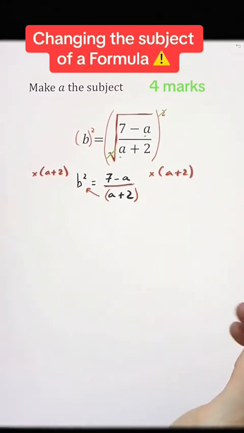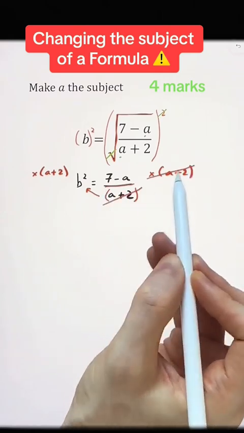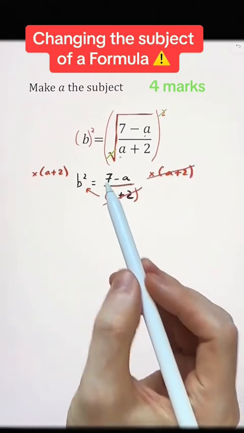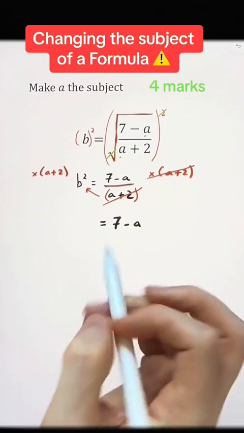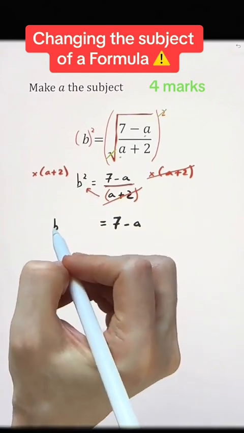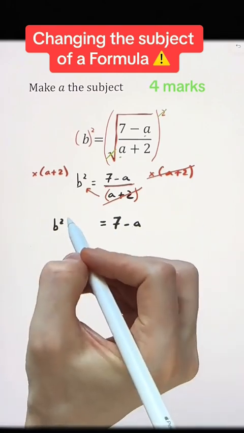I know on the right-hand side that multiplying by a plus 2 and dividing by a plus 2, they're the opposites, so they'll cancel. And therefore, I'm just left with the numerator, which in this case is 7 minus a. And on the left-hand side, I've got b squared, and it's now been multiplied up by single brackets of a plus 2.